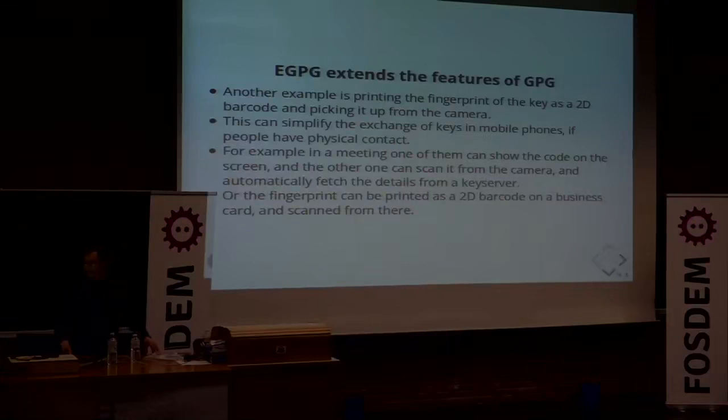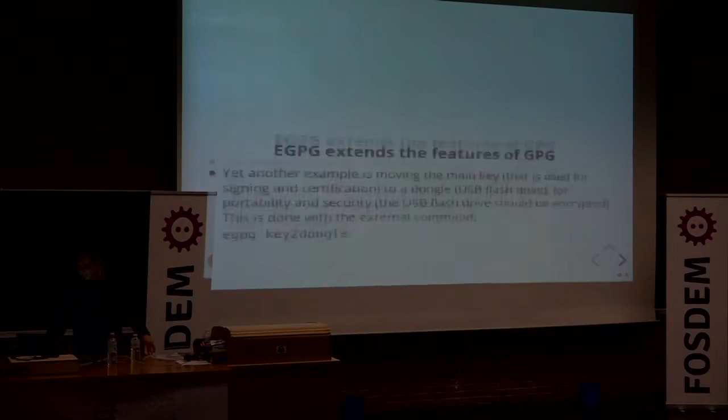This can simplify the exchange of keys in mobile phones if people have physical contact. For example, in a meeting, one of them can show the code on the screen, and the other one can scan it from the camera and automatically fetch the details from a key server. Or the fingerprint can be printed as a 2D barcode on a business card and scanned from there.